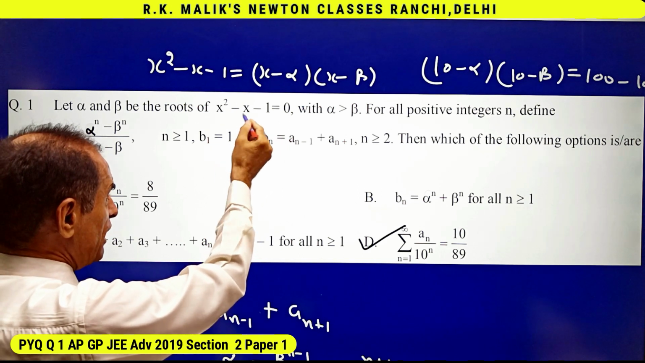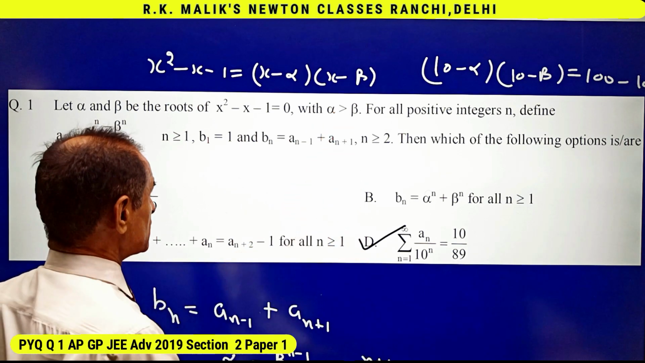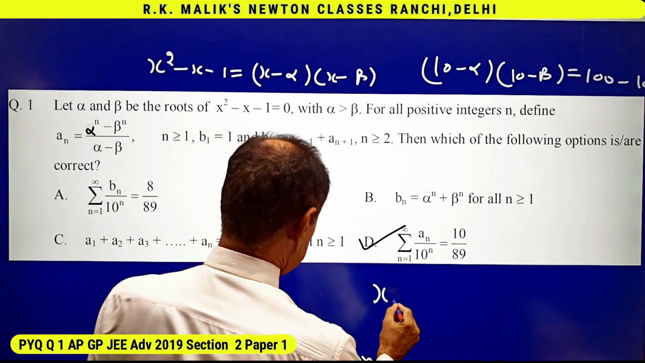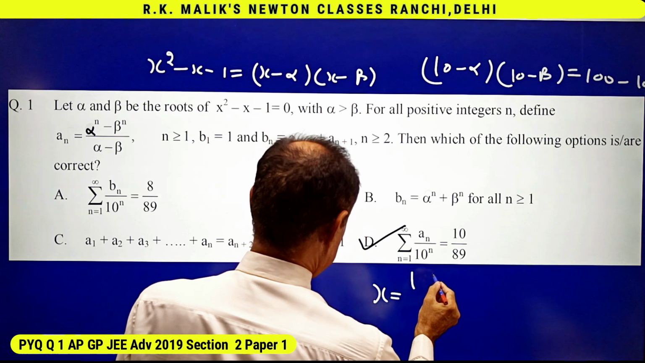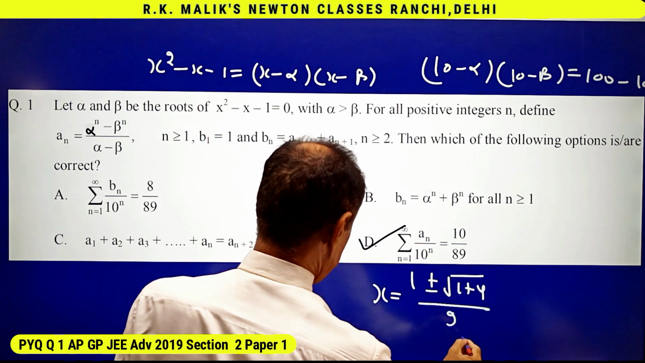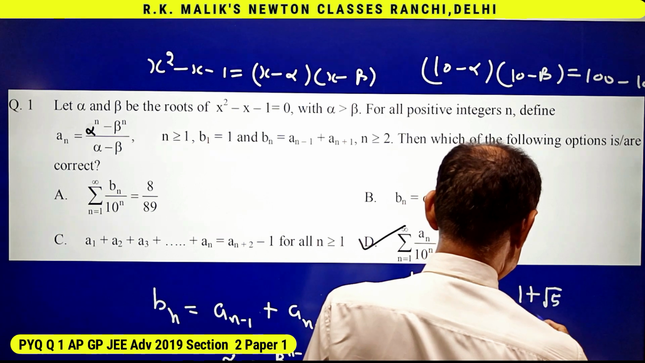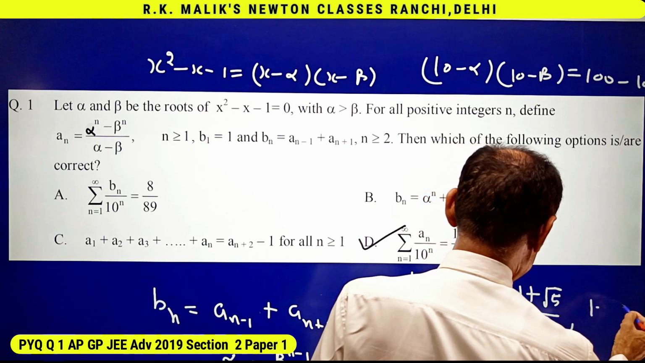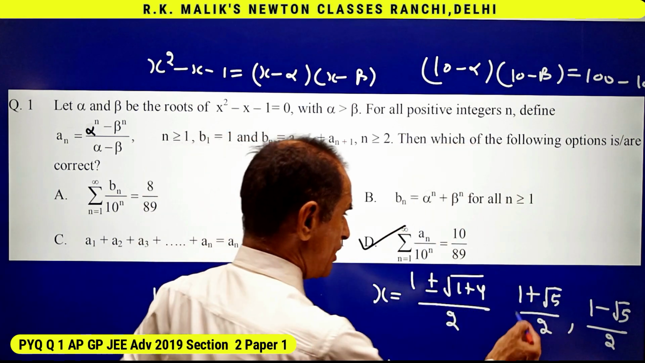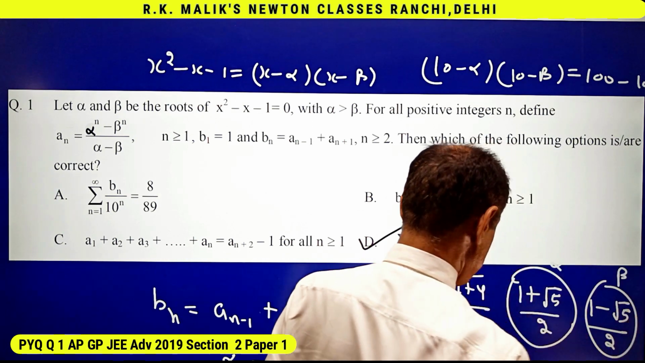Bigger root will be alpha and smaller root will be beta, because it is given that alpha is greater than beta. Clearly the roots of this are x equal to (1 ± √(1+4))/2. That is (1 + √5)/2 and (1 − √5)/2. Therefore I will name this as alpha and this as beta.